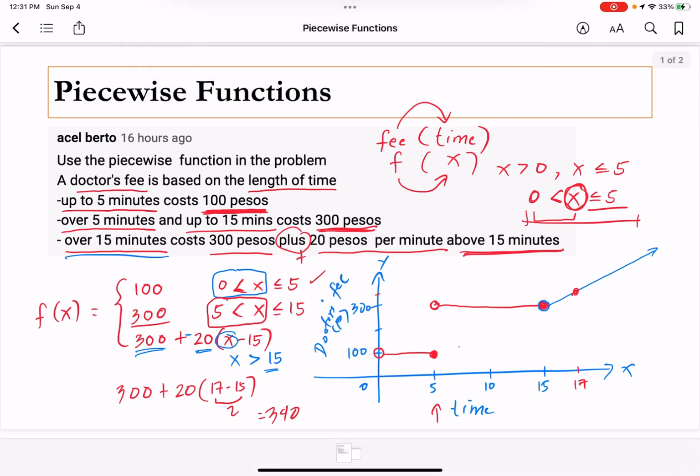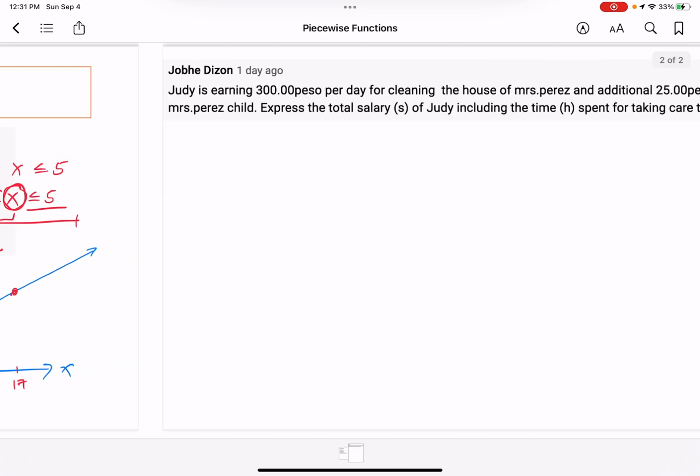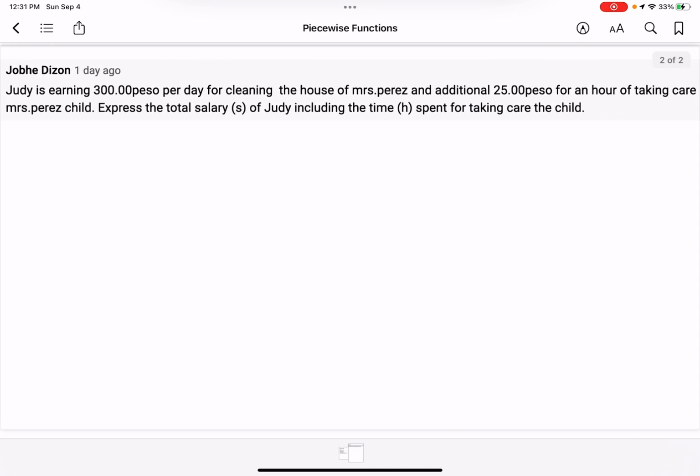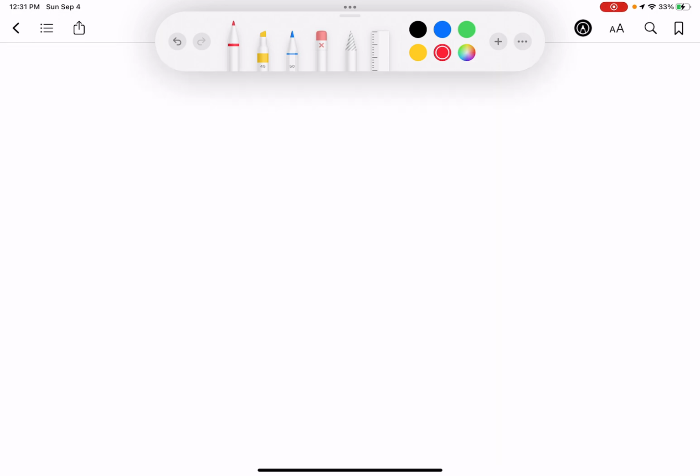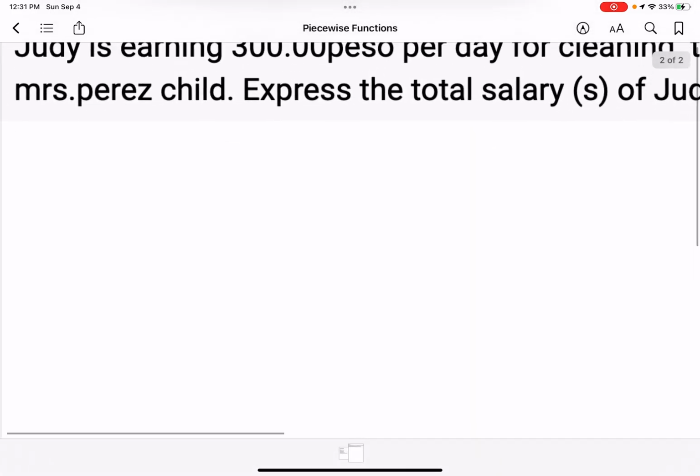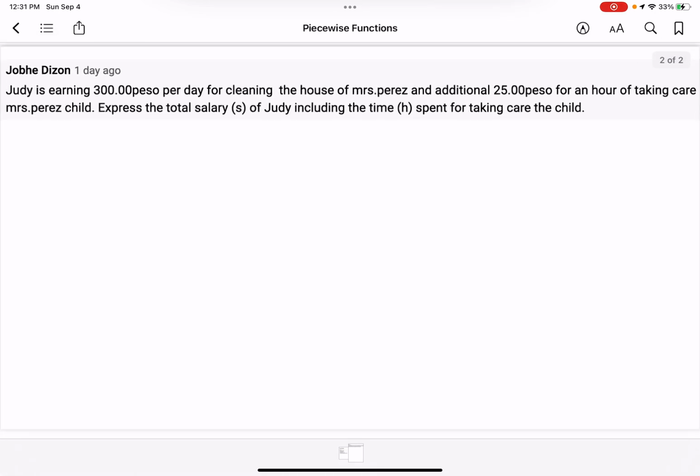Ngayon, meron pang isang tanong dito. I just read it as well. I don't know if this is piecewise. I think this is not piecewise function. Kasi wala namang ibang conditions, hindi ba? Pero we will just try to answer it as well para sa karagdagang impormasyon din, no? This question was posted by Jobe Dizon. According to Dizon, Mr. Dizon or Miss Dizon, Judy is earning 300 pesos per day. Oops, asan na siya? Dali lang. Ayun. Lumaki lang siya. Pasensya na.